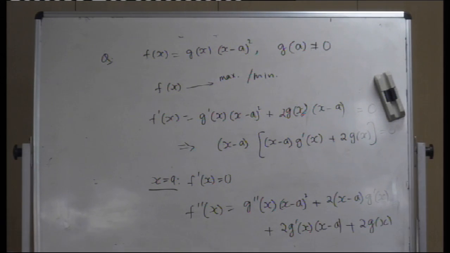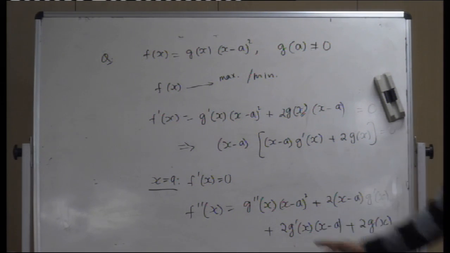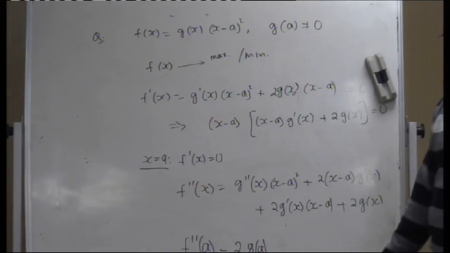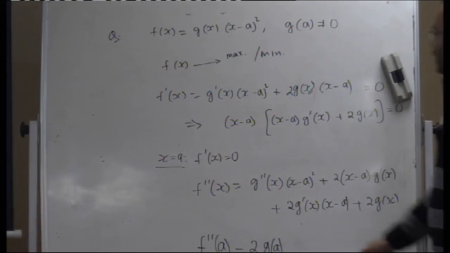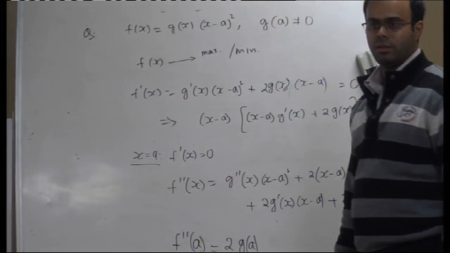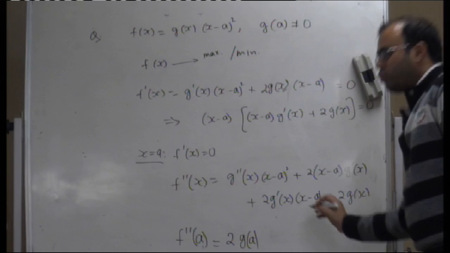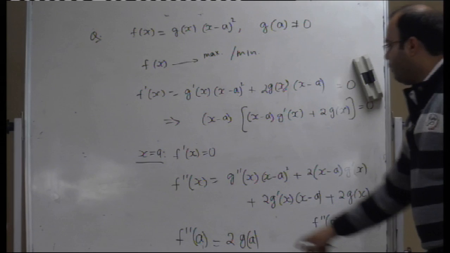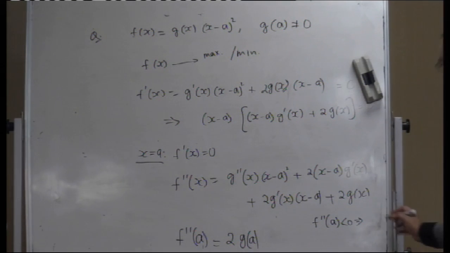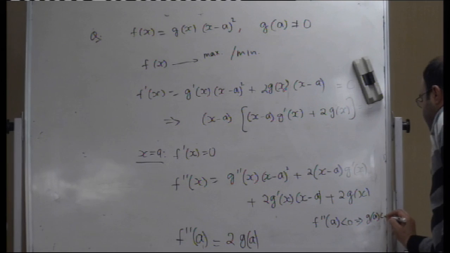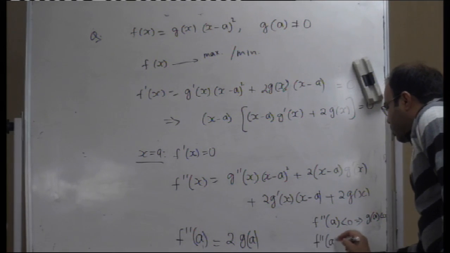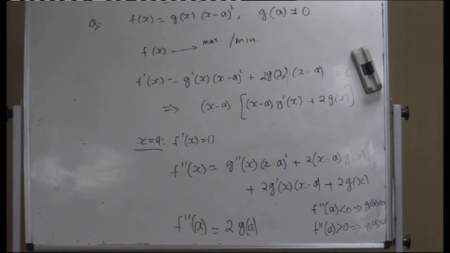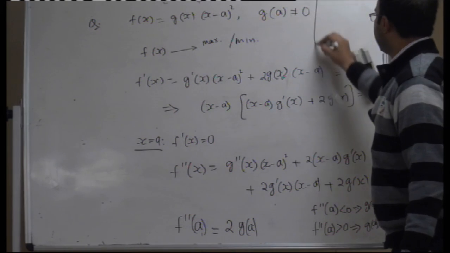Now this twice of g(a) and this f double dash a are related like this. When we say where f(x) is maximum or minimum, we want to say that the double derivative is negative or positive. So the double derivative is negative under what situation? When g(a) is negative. So f double dash is negative means g(a) is negative, and f double dash a is positive means g(a) is positive. So we can summarize the result like this.